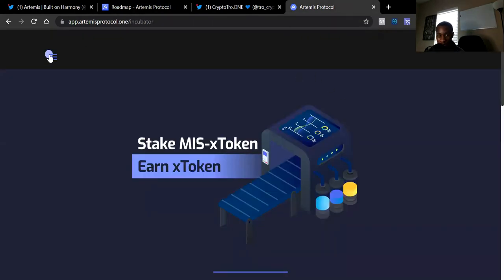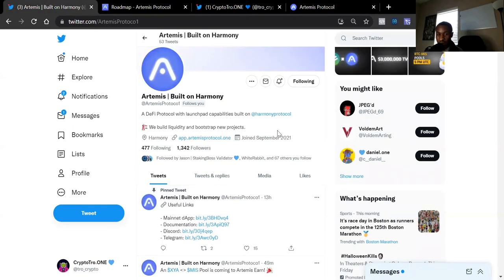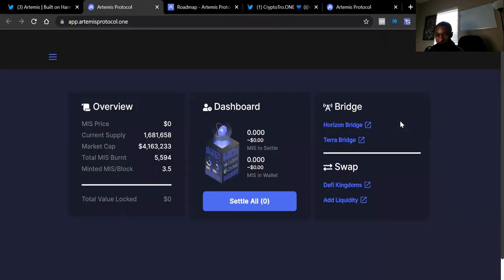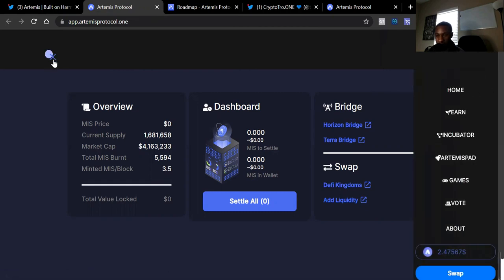So this is the Artemis protocol, this is the website. To access it, you can just go to their Twitter page and click on the link, and it takes you directly to the actual app. So this is the app right here. Pretty much an overview: you see the bridge, the Horizon Bridge, the Terra Bridge. Then if you want to swap, DeFi Kingdoms is the place to swap and also add liquidity. But let's just check this out.